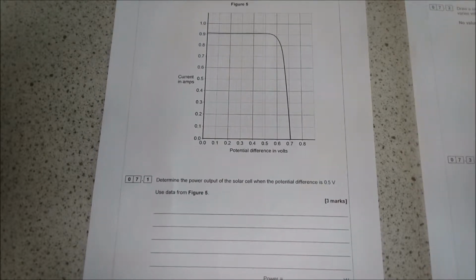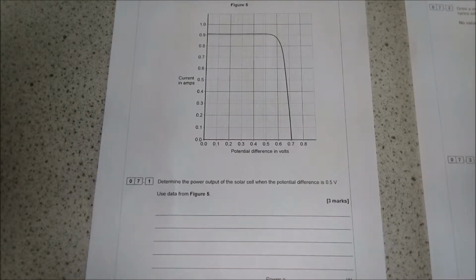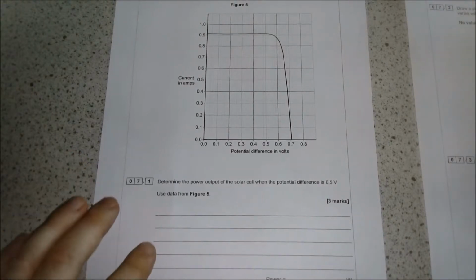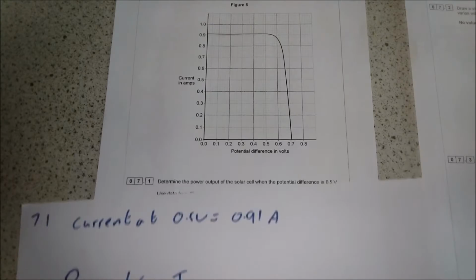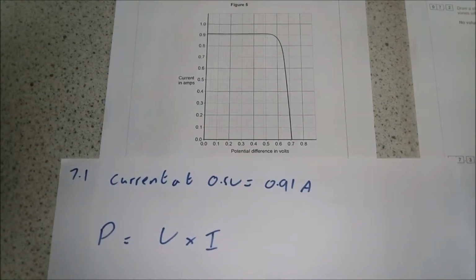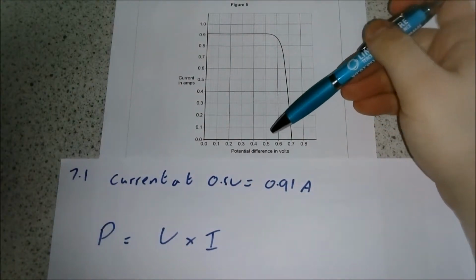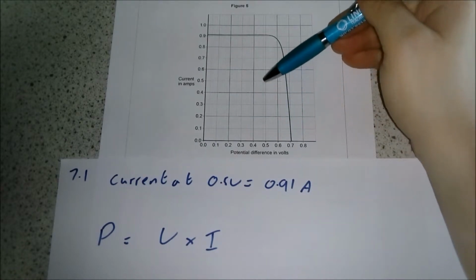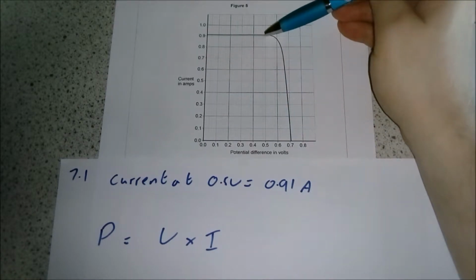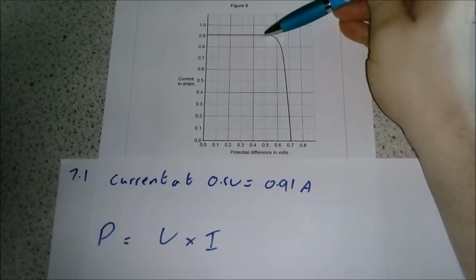So we'll start off with: determine the power output for each solar cell when the potential difference is 0.5 volts. Use data from figure 5. So the first thing that we're going to have to do is physically go and read off the current from the graph, right? So we can go and find when the voltage is 0.5, just go read it off, and that gives us 0.91 amps.